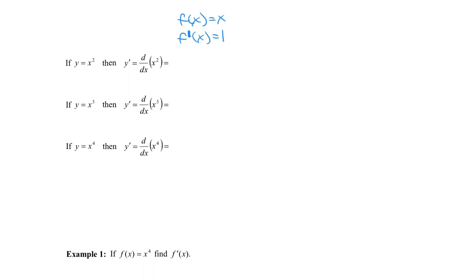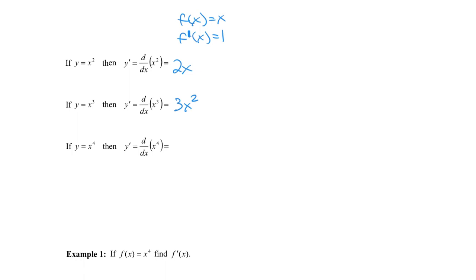So now I'm going to tell you the next two and see if you can see a pattern. So if y equals x squared, then y prime, and this is just other notation, right? I want to have you be familiar with other notation here. This just means the derivative of x squared with respect to x. So the derivative of x squared is 2x, and the derivative of x cubed is 3x squared.